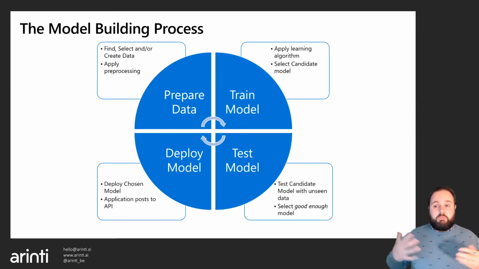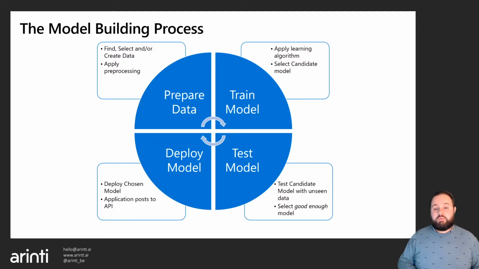So what does a machine learning model building process look like? Well, first of all, we need to prepare our data. That's always the first step and most of the time also the biggest part of your job. So we need to find, select, and/or create data, apply pre-processing and fill gaps in data.